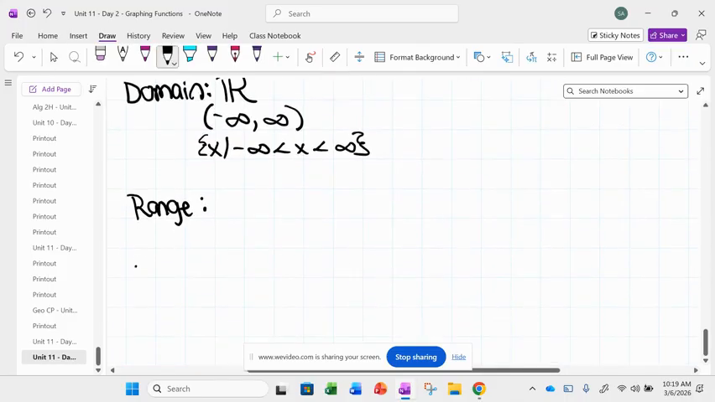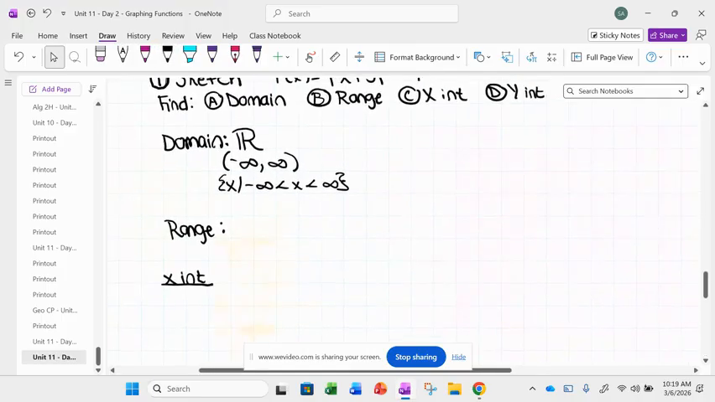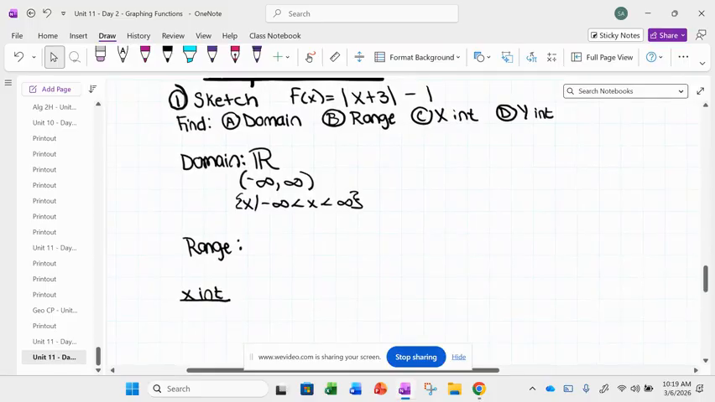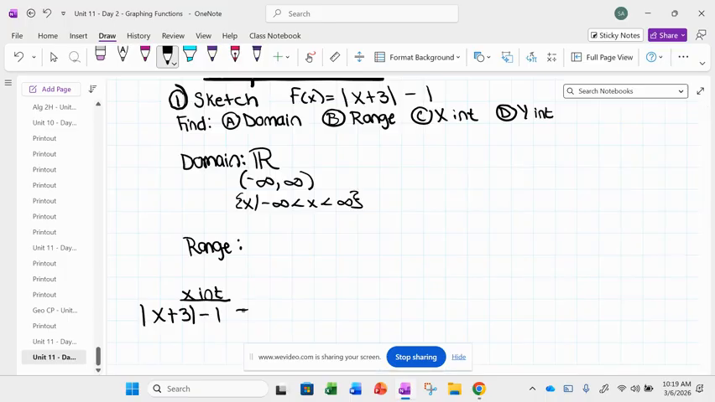Next one, x-intercept. So now for the x-intercept, what do we do? We take our function, the absolute value of x plus 3 minus 1, and we set y to 0. I don't see a y in my function. So where am I putting 0 instead of what?